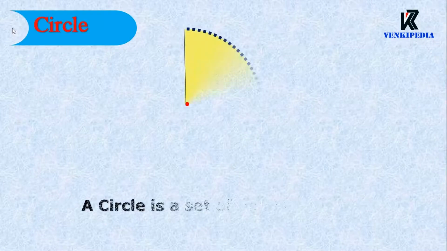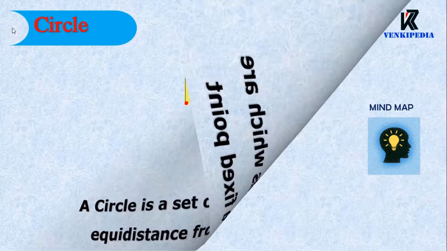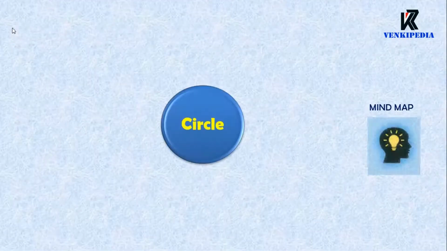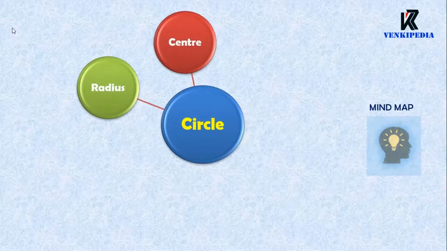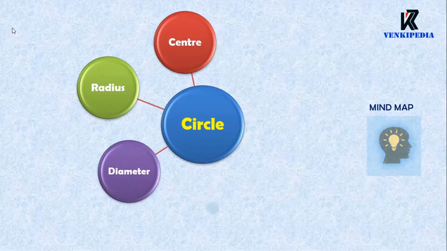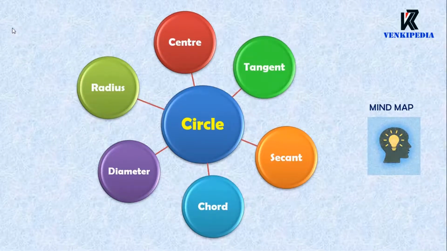Children, do you know what is a circle? A circle is a set of points which are at a fixed distance from a fixed point. Now, just recall what is a circle and what are the basic elements of a circle. Just look at the circle. You know, center, radius, diameter, chord, secant, tangent, and some more are the basic elements of the circle.